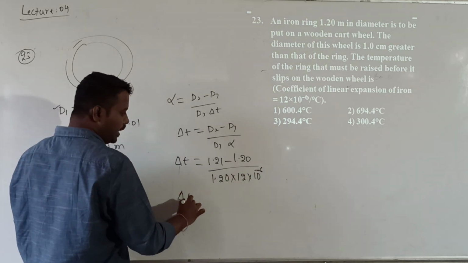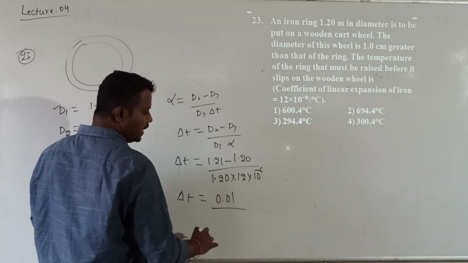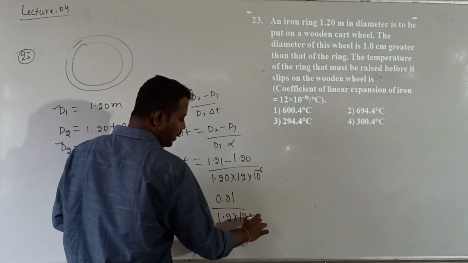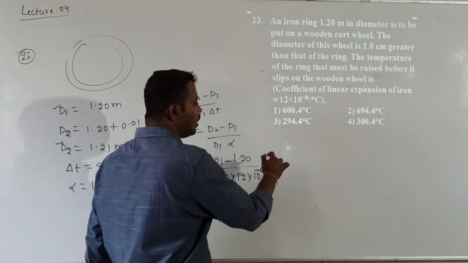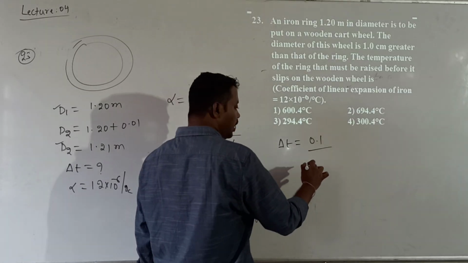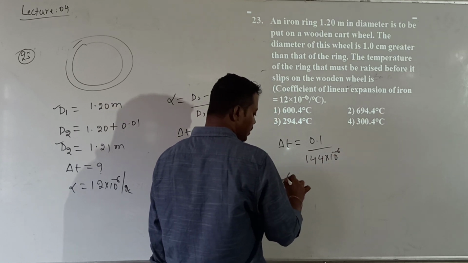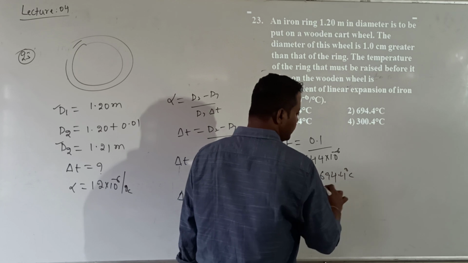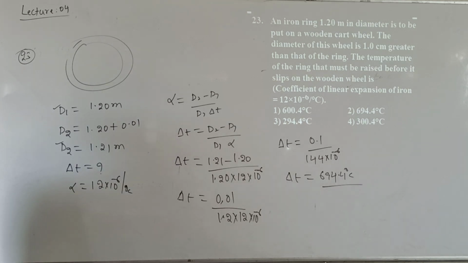What I get numerator given by, which is 0.01, by 1.20, can write 1.2 into 12 into 10 power of minus 6. Can I remove one decimal here? So what I get? Delta T value is 0.1 divided by 12 into 12, that is 144, into 10 power minus 6. Simplify this, you will get the answer 694.4 degrees Celsius.